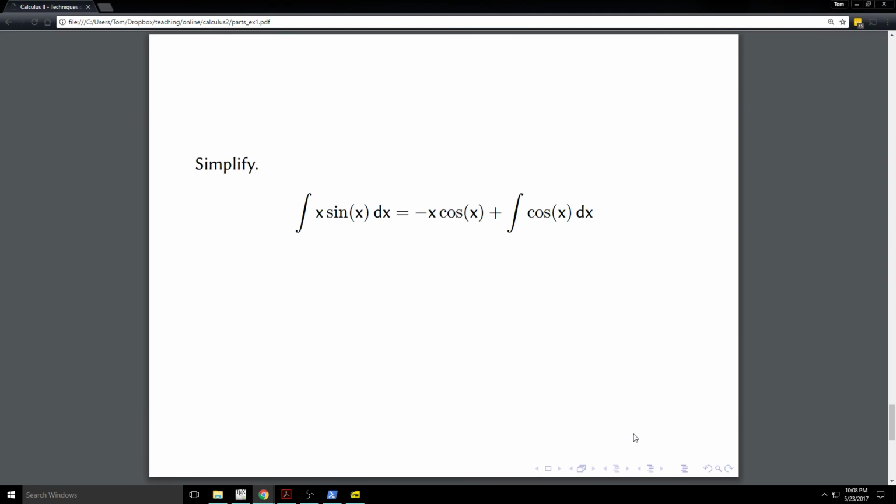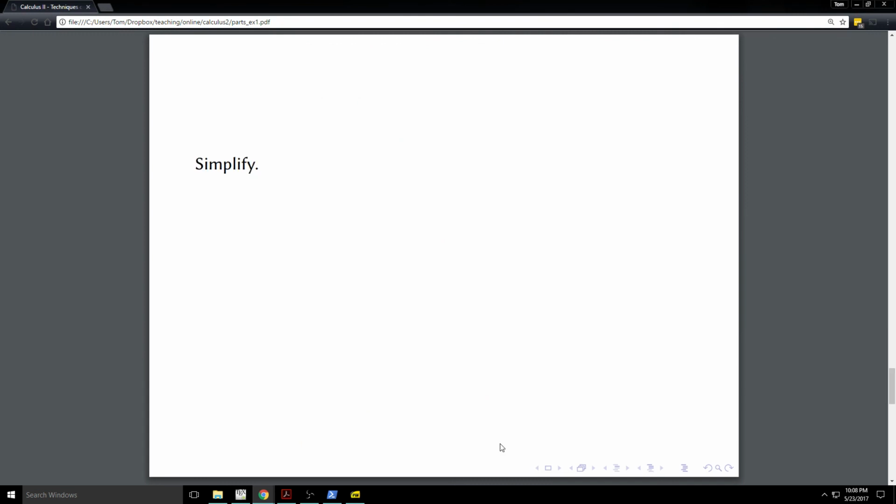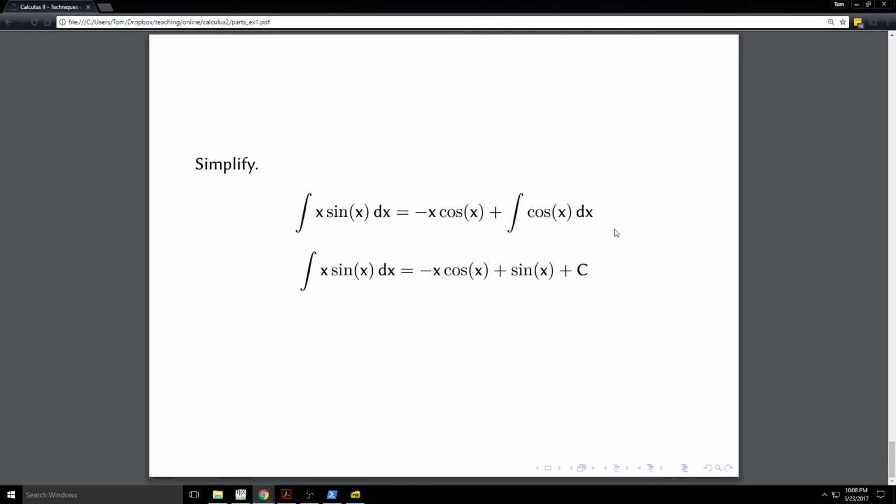This one can be simplified a little bit, so you need to go ahead and do that. Those two minuses will just make a plus here. If I pull out this negative sign, I have a minus, which is just a plus here. So that's how I got the plus. And then now I just need to do this integral, and the integral of cosine is sine. And don't forget to put the plus c. And that's it for this example.